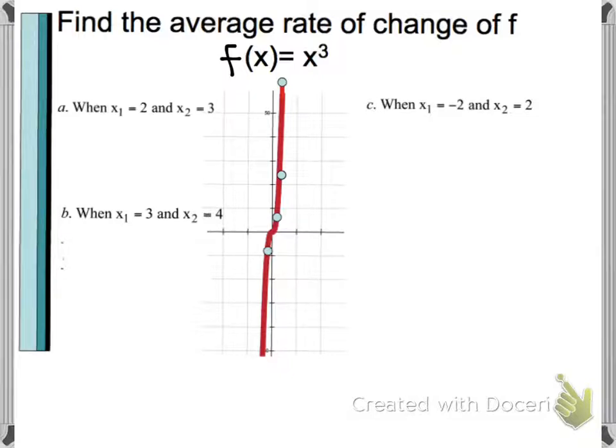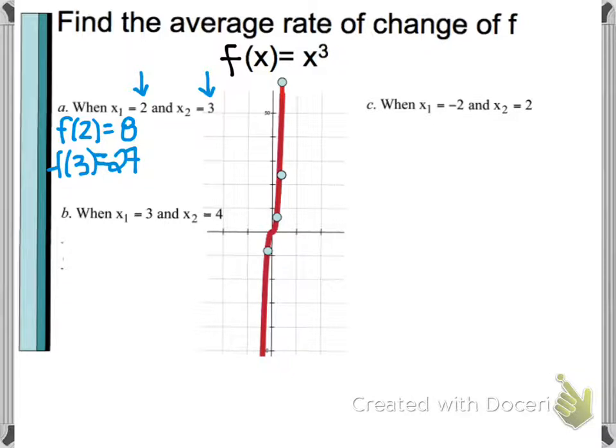Remember, I have to give you two different x's. So in this case, A, I want to find the rate of change when x is 2 and x is 3. The first thing I'm going to need is their y values. So I need to know what is f(2) and what is f(3). Well, 2 cubed is 8 and 3 cubed is 27. So I have two x values and their corresponding y values.